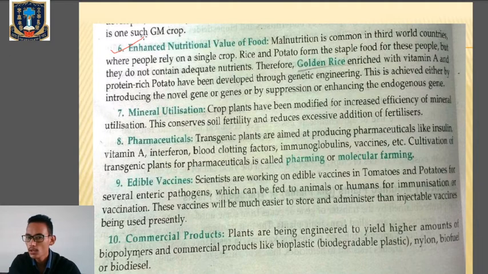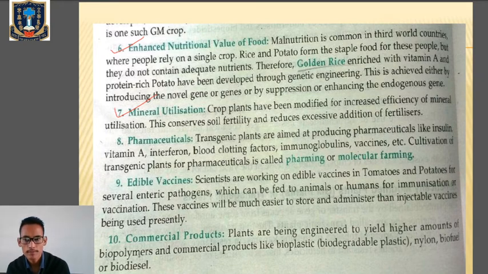One example is golden rice. Remember carefully, golden rice is very important because it is enriched with vitamin A, and also there is a protein-rich potato. Generally they will ask the question, what is the significance of golden rice? Golden rice is enriched with vitamin A. It has been developed through genetic engineering in order to overcome the problem of nutritional deficiency or malnutrition.